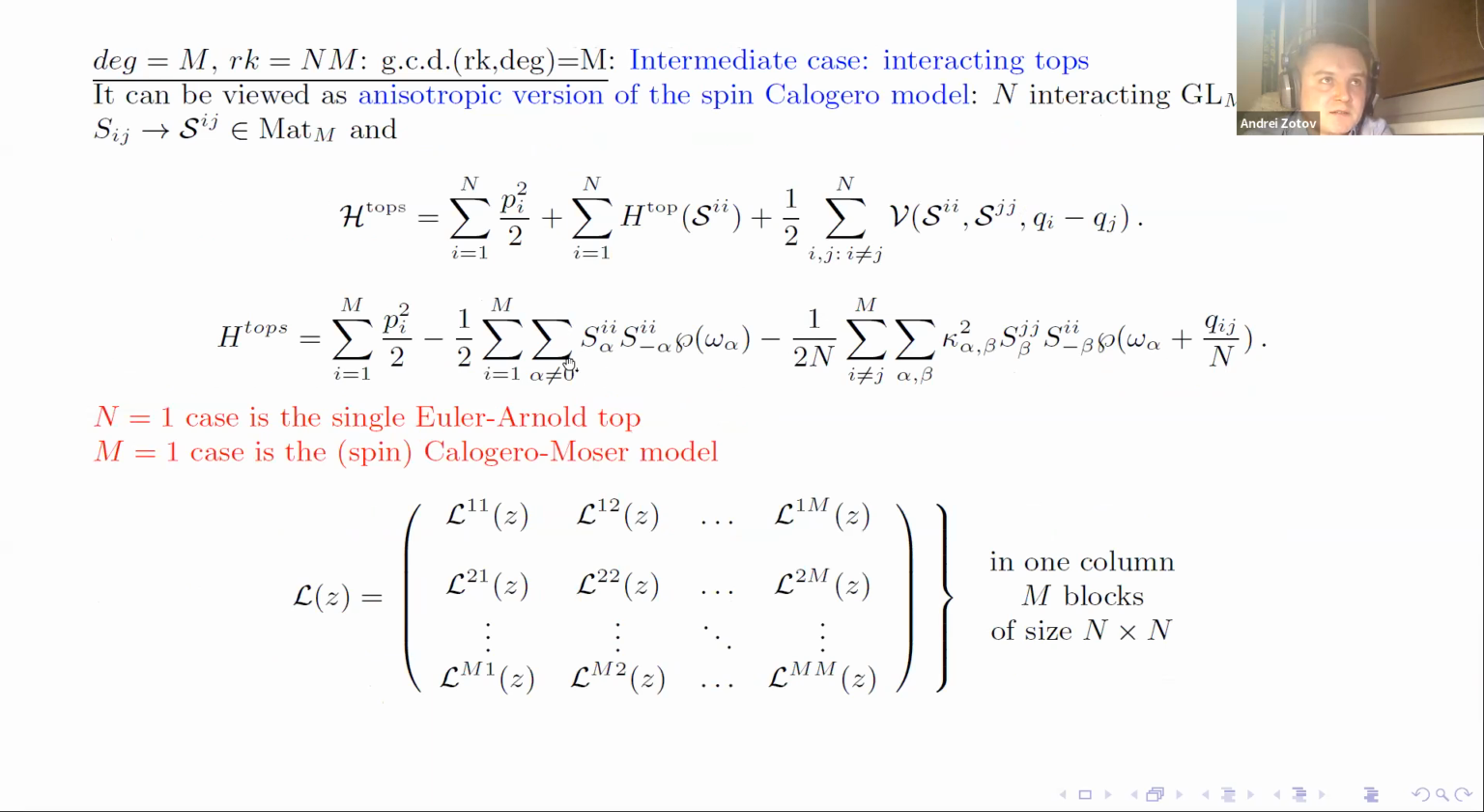But there is an intermediate case, and this also follows from Atiyah's classification of holomorphic bundles. It corresponds to the case when the rank is a product n by m and the degree is equal to m. In this intermediate case, the model of interacting tops arises. It's a kind of mixture between the tops and many-body systems. This intermediate model is described by the following Hamiltonian. It contains the sum of n Hamiltonians of n tops, and these tops are moving with momenta p_i and interact with each other non-trivially.